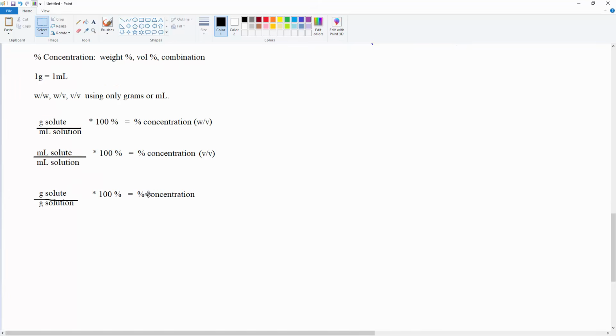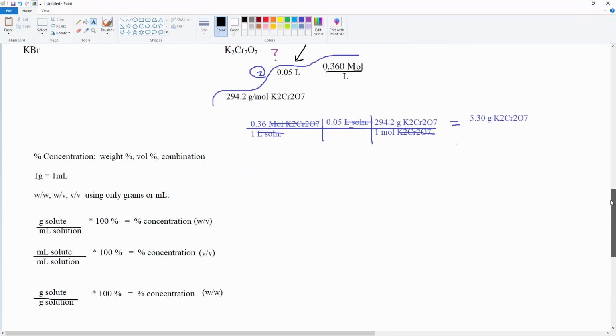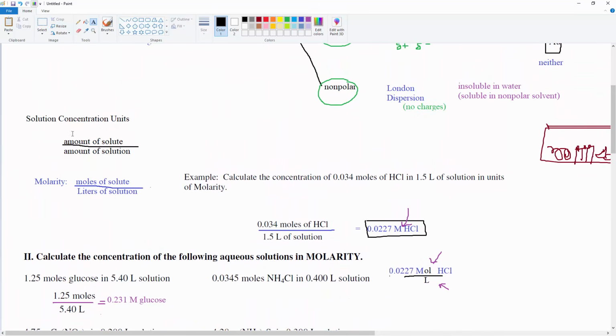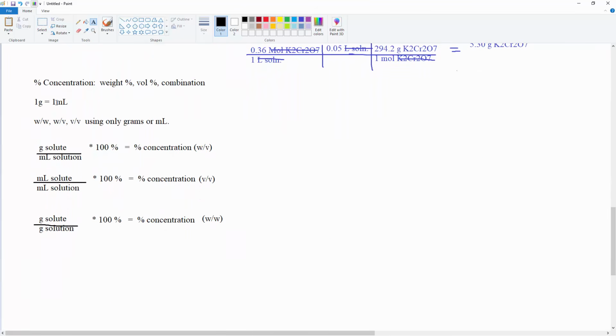Yes, great question, Sarah. She says, is it always solute over solution, no matter what your units are? And the answer is yes. I think I might have mentioned that up here. So solution concentrations, yeah, always amount of solute over amount of solution. So molarity is moles and liters, but the moles is the solute and the liters is the solution. Here we're using grams and milliliters, but it's always the solute over the solution, right?